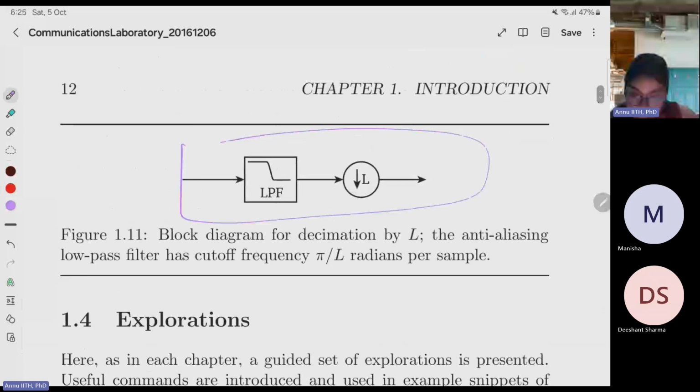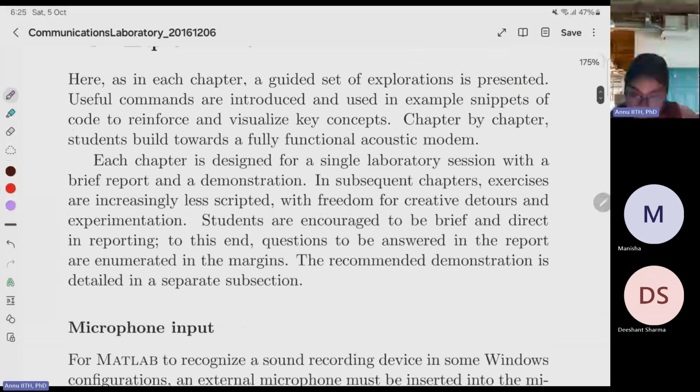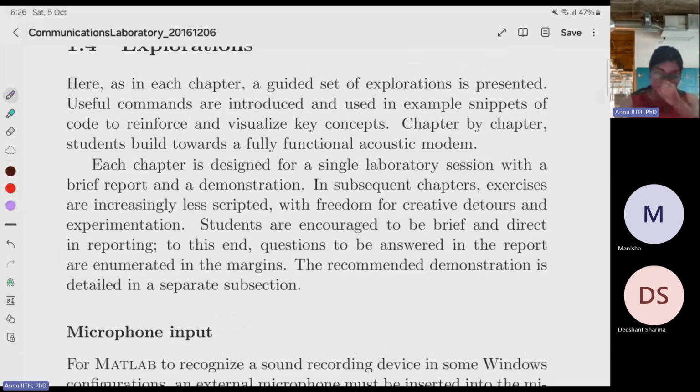Exploration. So here in this chapter, a guided set of explorations is presented. Useful commands are introduced and used in example snippets. So I have the code as well. I can just share it in the drive link.